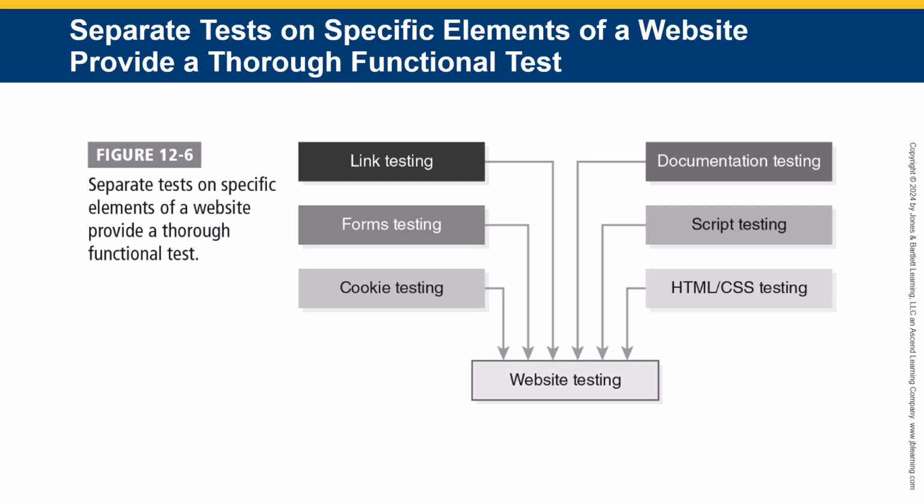Be thorough. Because when you don't have a plan, you may jump around more and more, and that normally leads to areas of improper testing. So the big 6 that we're looking at are link testing, form testing, cookie testing, documentation testing, scripting testing, and HTML or CSS testing. All of those encompass the website testing.